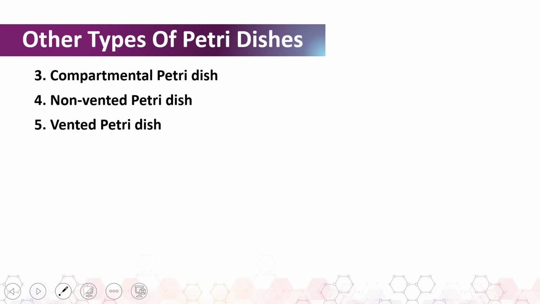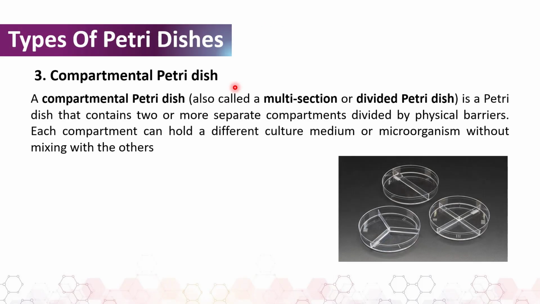So, apart from the two most common types of Petri dishes, we have other types of Petri dishes that are normally used in the microbial lab. And these are the compartmental Petri dish, the non-vented Petri dish, and the vented Petri dish. So let's look at the compartmental Petri dish. This is also called a multi-section or divided Petri dish.